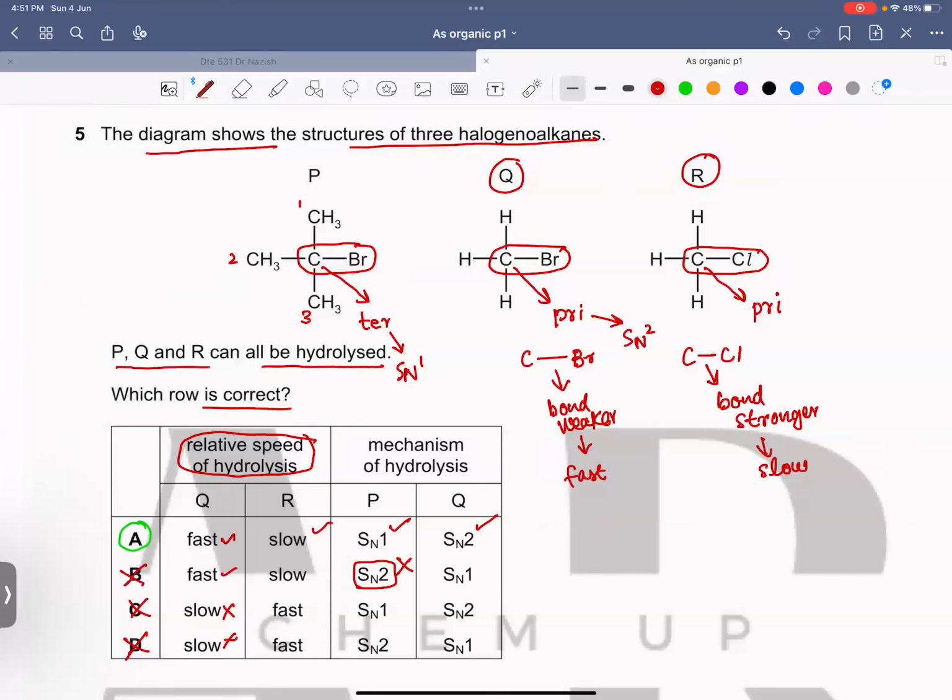Is this clear to everyone? Yes, Abdullah. They both are primary, so we can easily consider it by the bond energies. Okay. If anyone has any issues in this question, kindly ask.